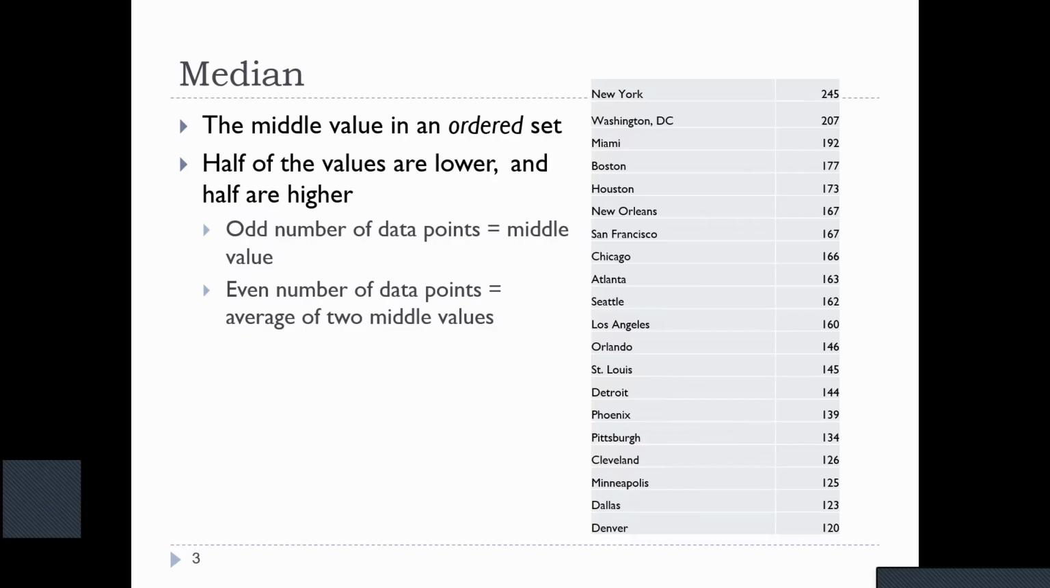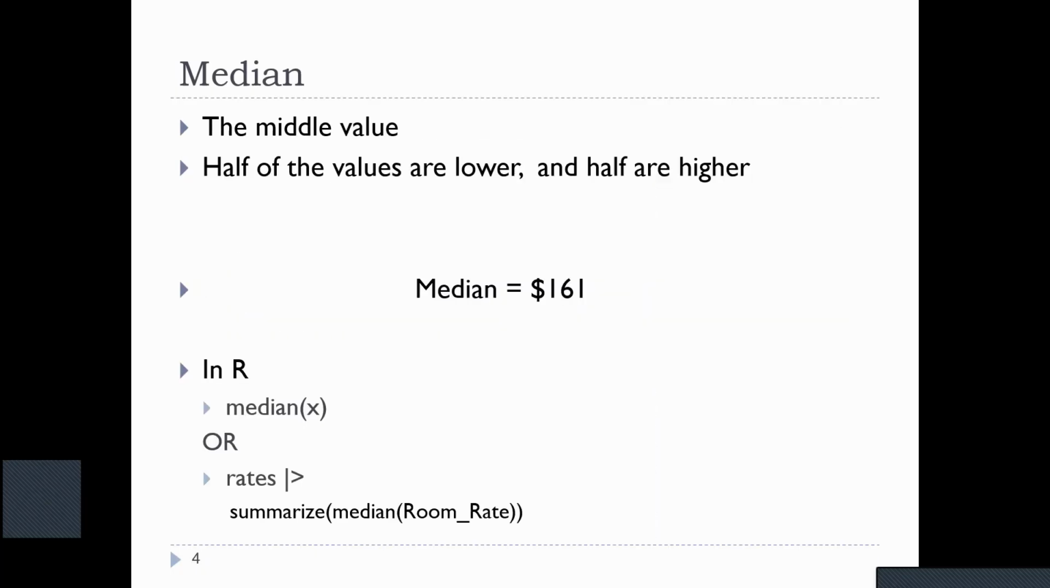The median is the middle value in an ordered set from lowest to highest. Half of the values are lower than the median and half are higher than the median. If there's an odd number of data points, it is the middle value. But if there's an even number of data points, like there is here, it's the average of the two middle values. So you put them in order, like these are, and you count to the middle, and you take the average of the middle two.